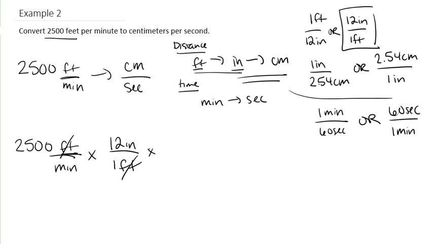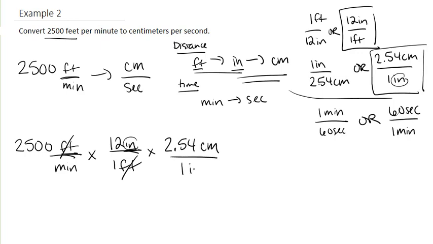Next, we need to multiply to get to centimeters. We need to get rid of this inches on the top. So we have inches on the bottom here, so that will do the trick. So we'll use this one. This gets rid of the inches, and then we're left with centimeters on the top, which is exactly what we want, as it's centimeters per second.